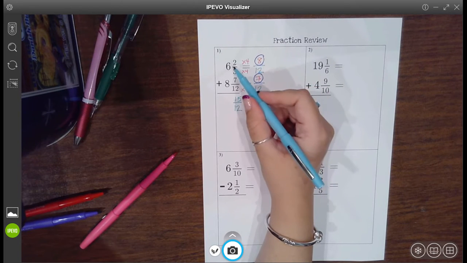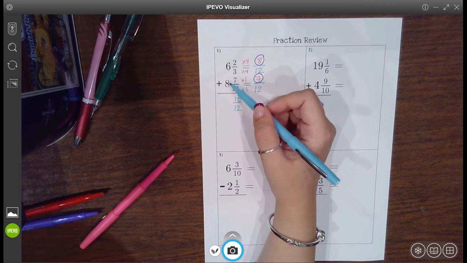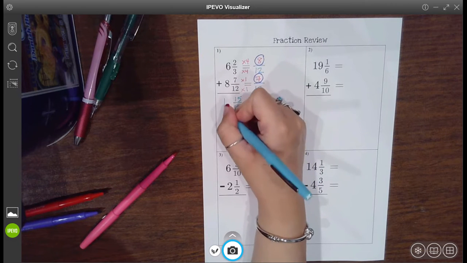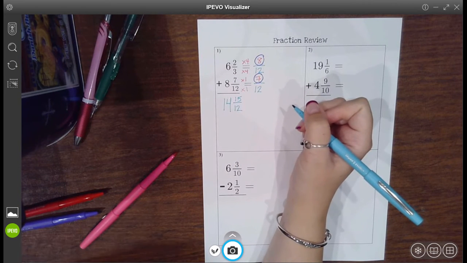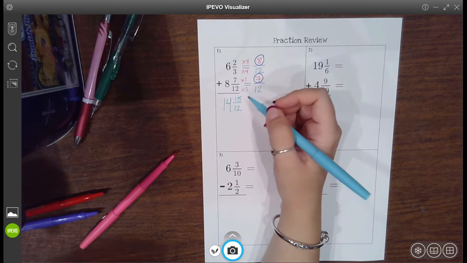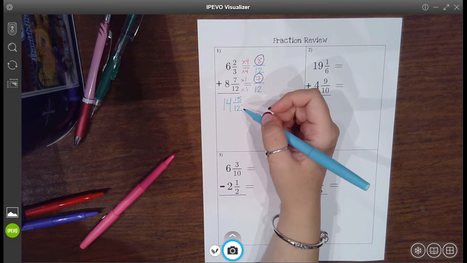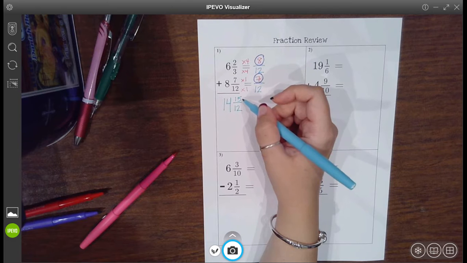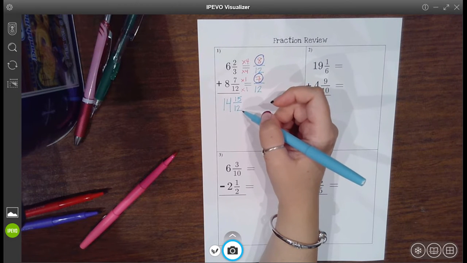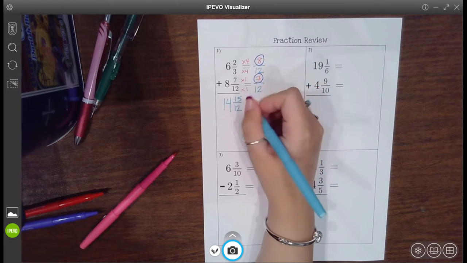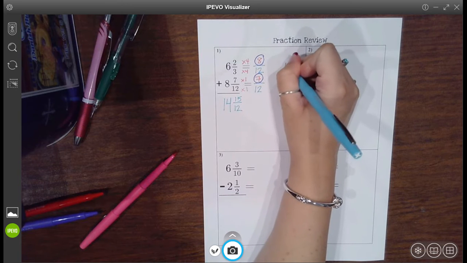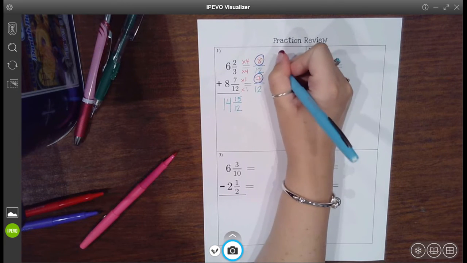Don't forget to add your whole numbers in front. 6 plus 8 is 14. And then always double check, can I reduce my fraction or is it improper? This one is improper because the top is bigger than the bottom. So to change that, I take the top and I divide it by the bottom.